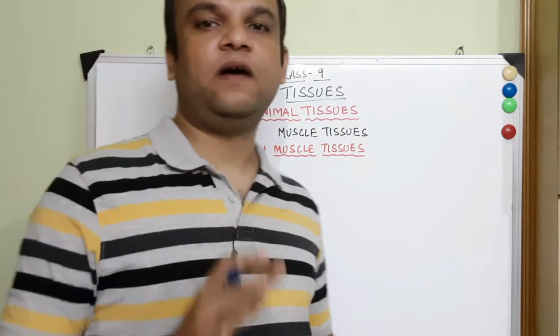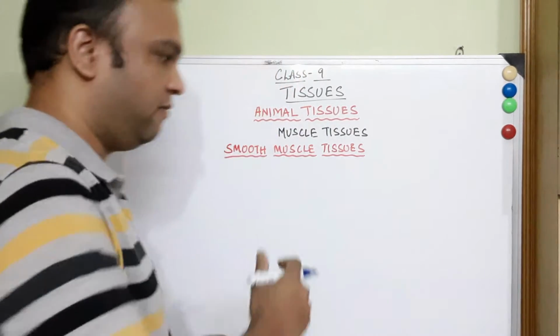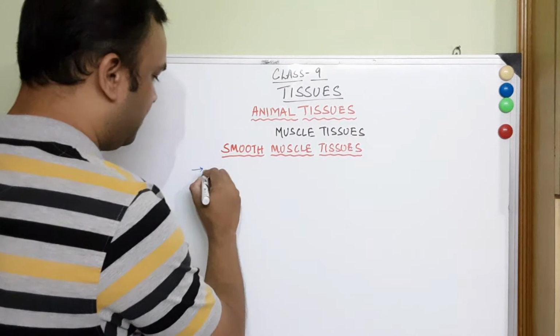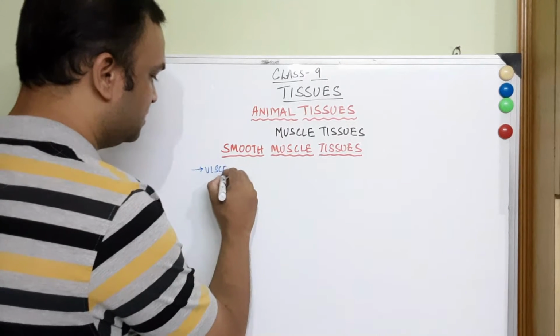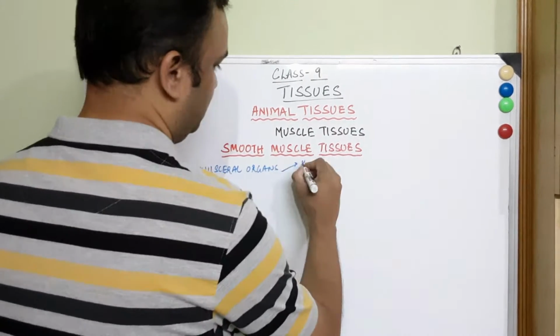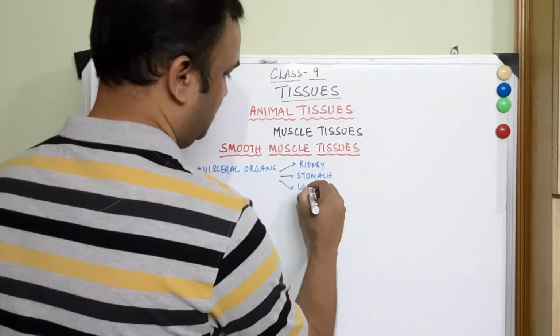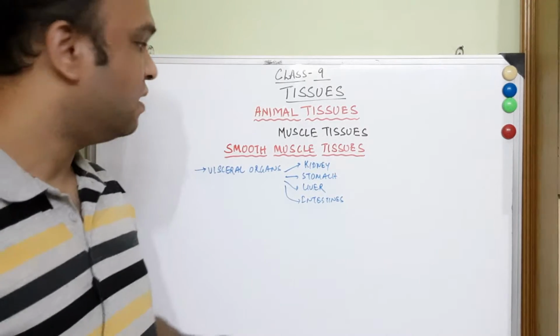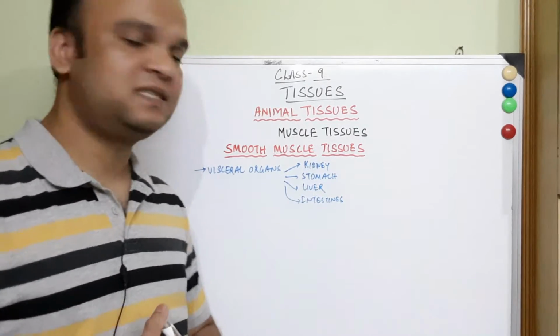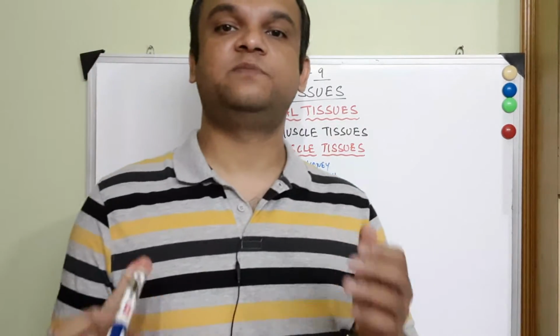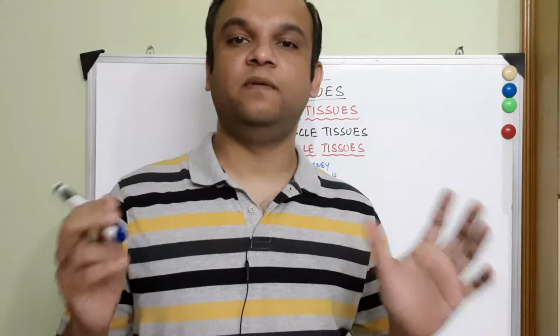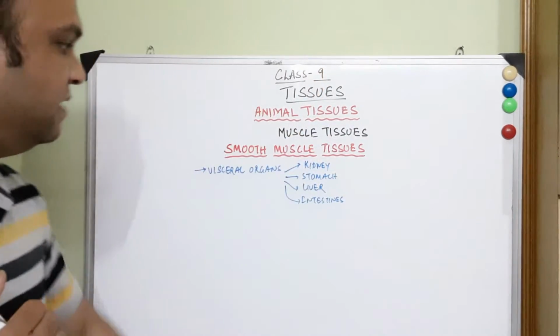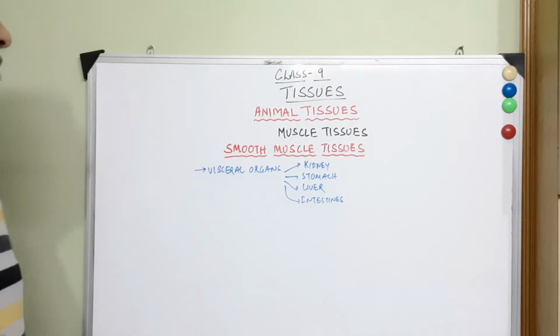The first thing that we have to understand in this topic is where they are found. These muscle tissues are found in the visceral organs. So what are visceral organs? Visceral organs are like kidney, stomach, liver, intestines. Every internal organ that is present in our body is made up of muscles, and these muscles which make up these organs are the smooth muscle tissues.